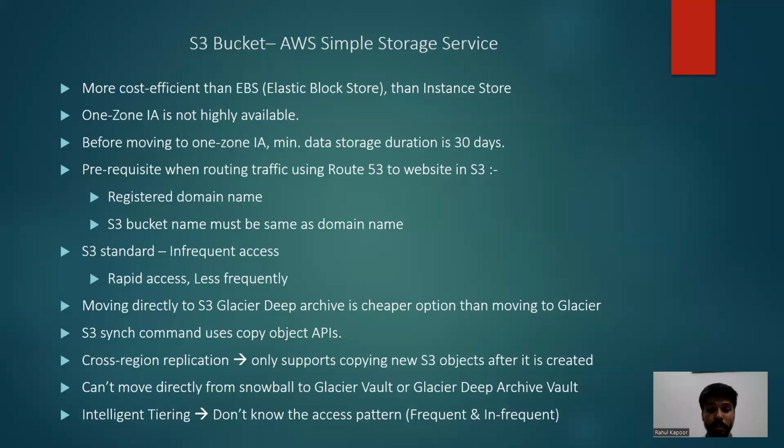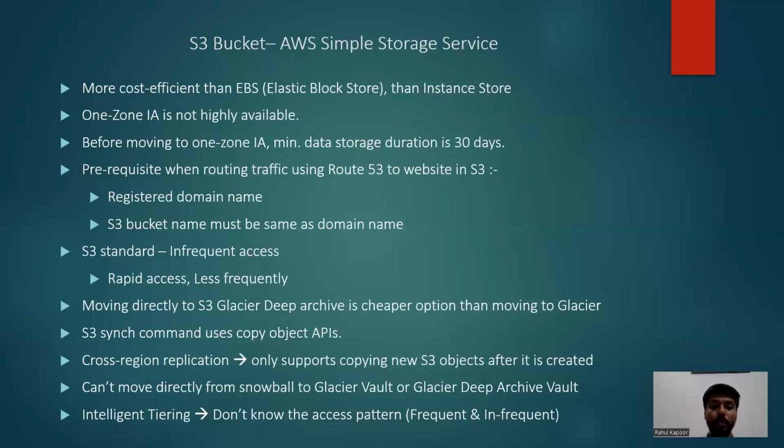Now, some features regarding moving data from one place to another. Before moving to One Zone infrequent access kind of S3 bucket, the minimum data storage duration is 30 days. Okay, so what does that mean? If you want to move data to One Zone IA, before that your data should be in the Standard bucket for at least 30 days. So in the exam the question asks you like this, right? After 1 week you are moving your data to One Zone IA, so that is an incorrect choice. So you cannot move your data after 1 week, right? At least 30 days of minimum data storage duration is required before moving to One Zone IA.